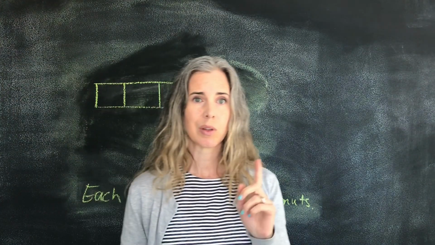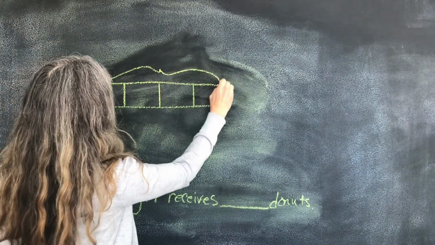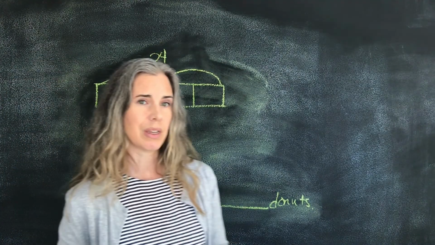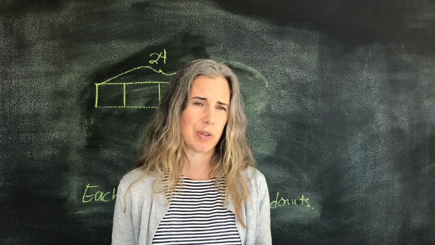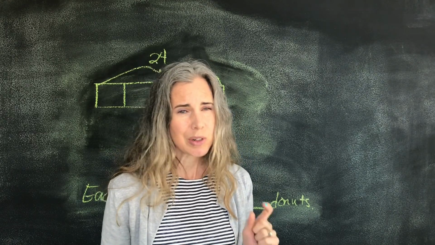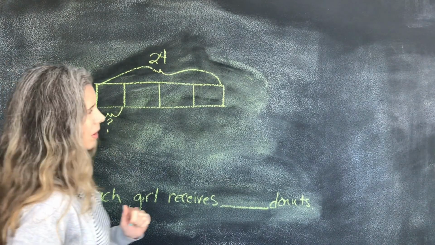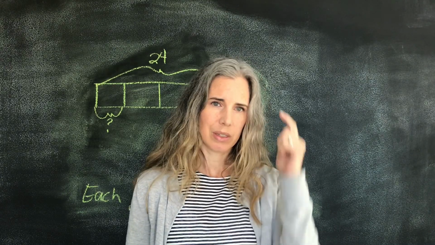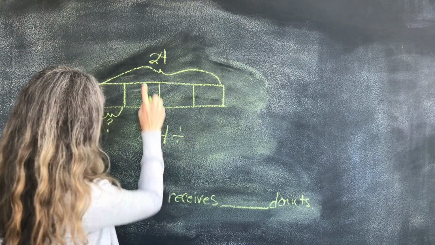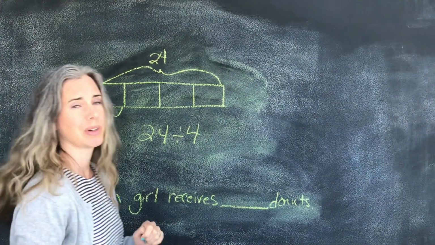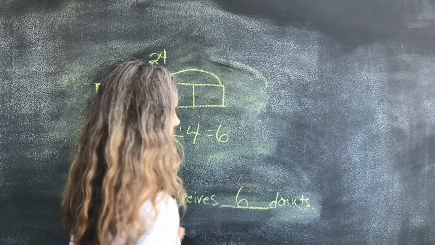Okay, now we're going to show on here what else we know. We know that there's 24 total donuts. Next, we need to show what it is we're looking for. So we don't know how many donuts each girl gets, so I'm going to do my question mark under one of the sections to show that we're trying to figure out how much each girl gets. All right, and we already talked about how sharing equally, that's dividing. So let's take our whole. We're going to divide it. I've got 4 girls, 24 divided by 4 equals 6. So each girl receives 6 donuts.